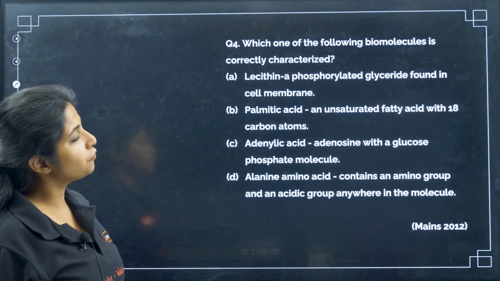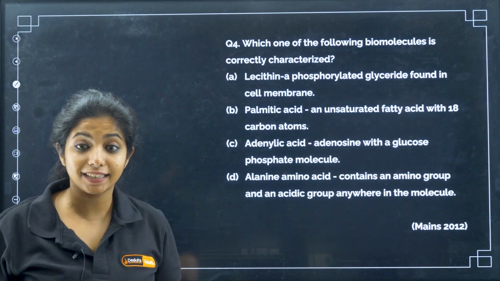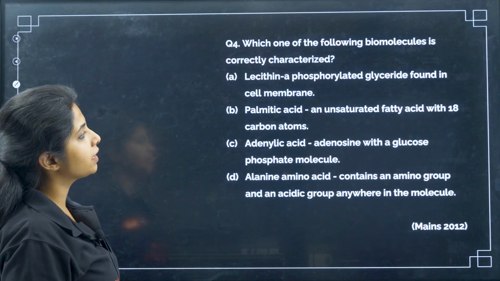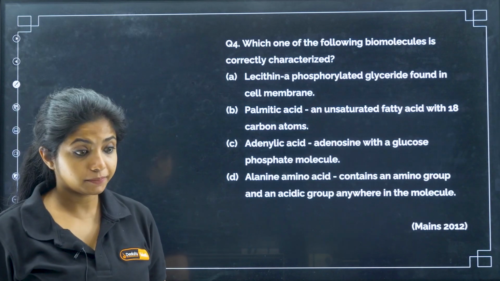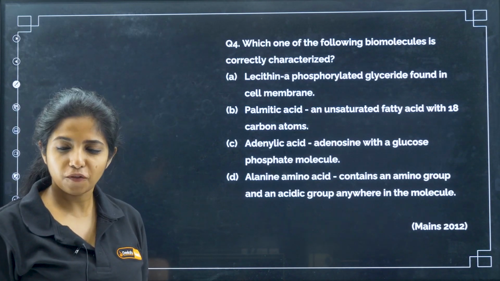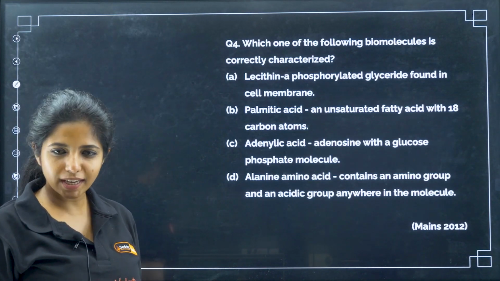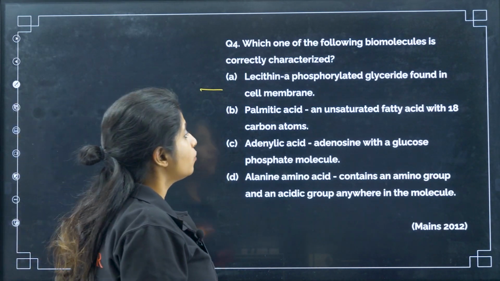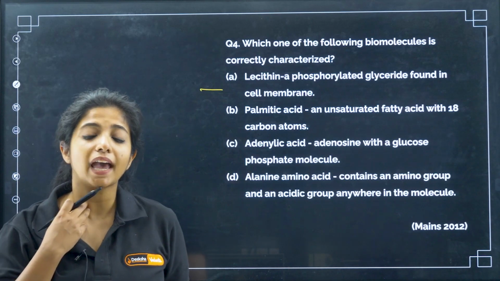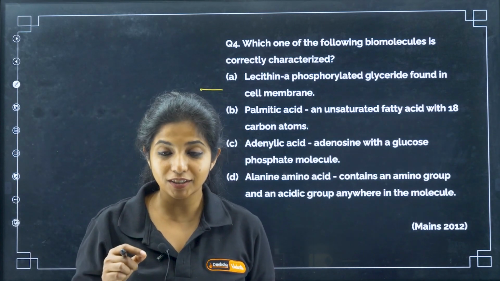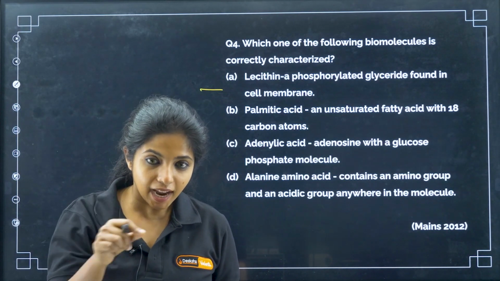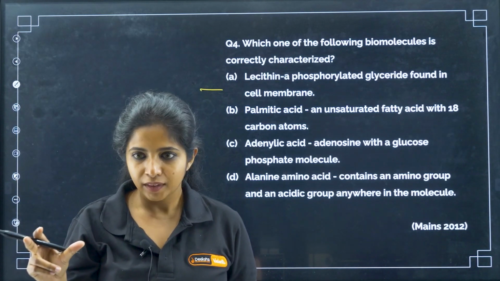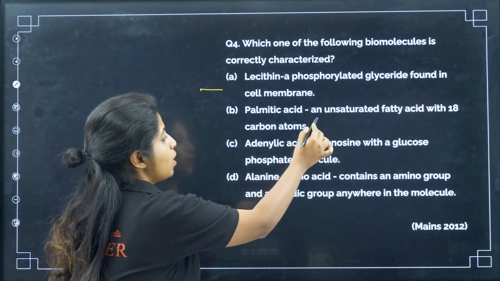Cool? Yes. Sorry for that confusion of marking it wrong. Now, which one of the following biomolecules is correctly categorized? Lecithin, a phosphorylated glyceride found in the cell membrane. Is it? Let's keep it on hold. Palmitic acid, an unsaturated fatty acid with 18 carbon atoms. First of all, palmitic acid just has 16 carbon atoms, and one carbon atom belongs to the carboxyl group as well. So a total of 16 carbon atoms are there, not 18.